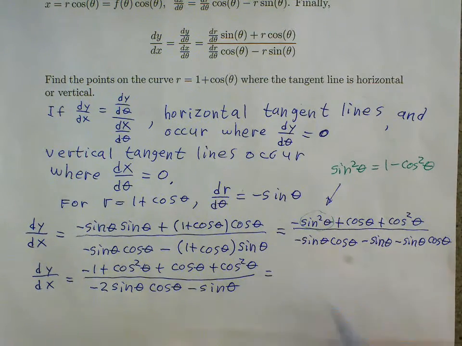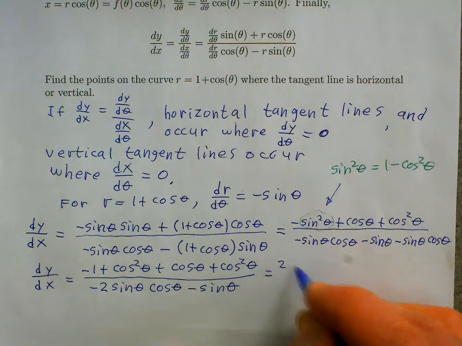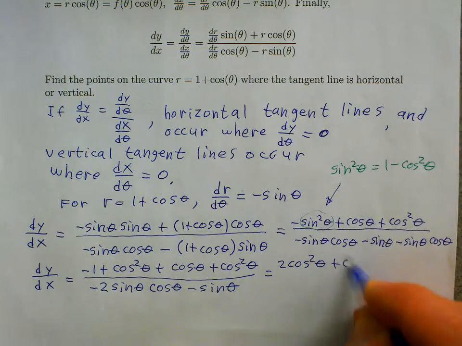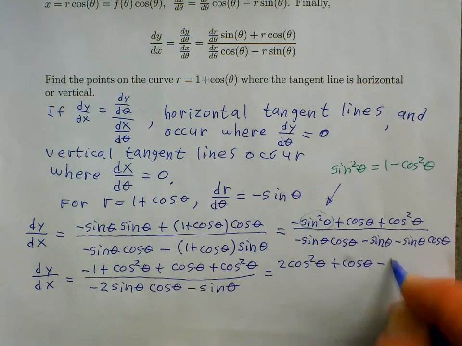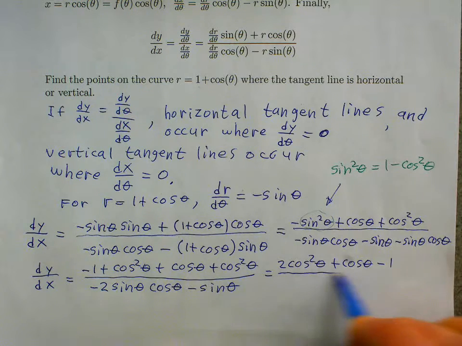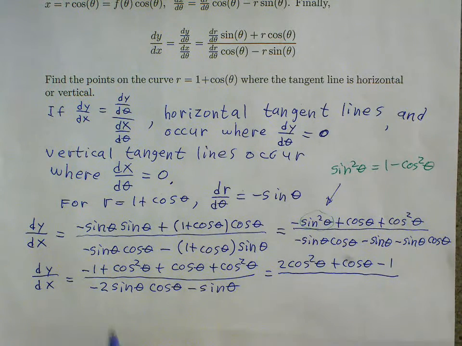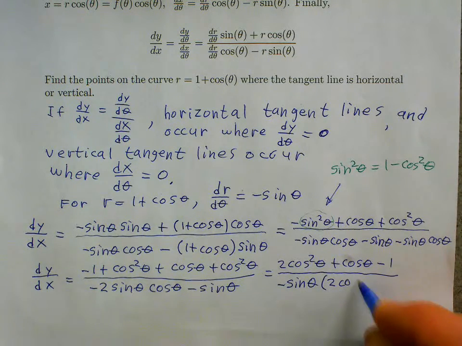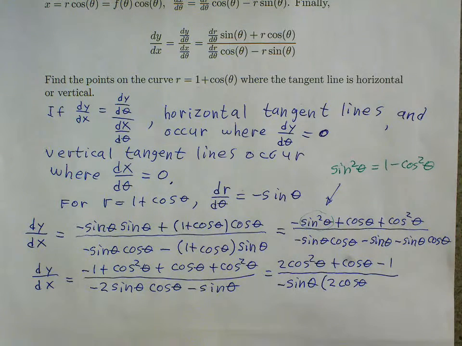In the numerator, 2 of the terms are cosine of theta squared, so we get 2 times cosine of theta squared plus cosine of theta minus 1. In the denominator, let's factor negative sine of theta out of both terms. So negative sine of theta times 2 times cosine of theta plus 1.